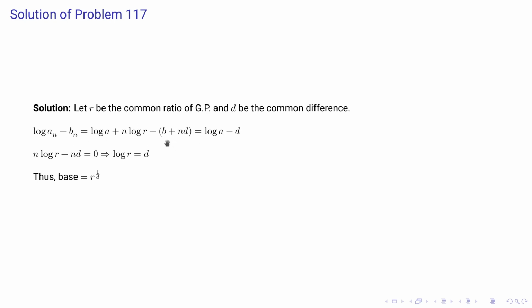So we simply write that. Now if you evaluate this, we write this as log a minus log d. So now you see that log a will get cancelled. So this is b, not d. That's a typo. So b will also get cancelled. So we will have n log r minus nd is equal to 0. That is log r is equal to d. So base would be r to the power 1 by d.